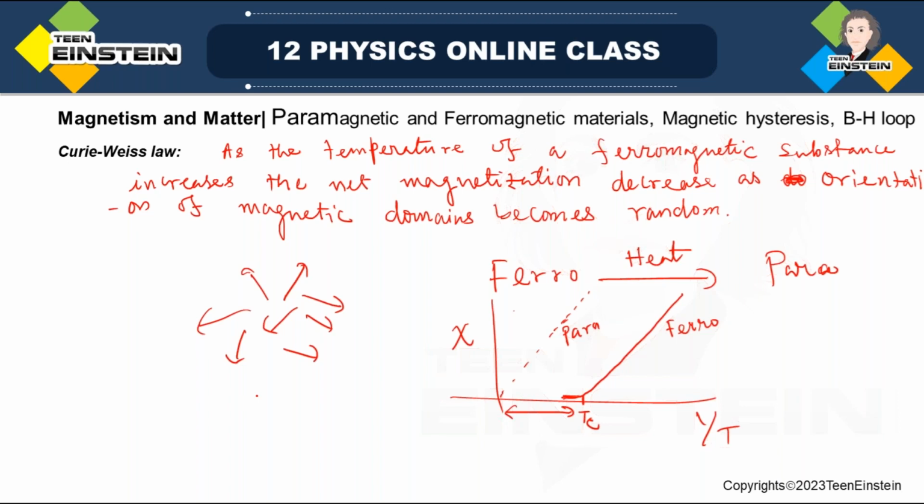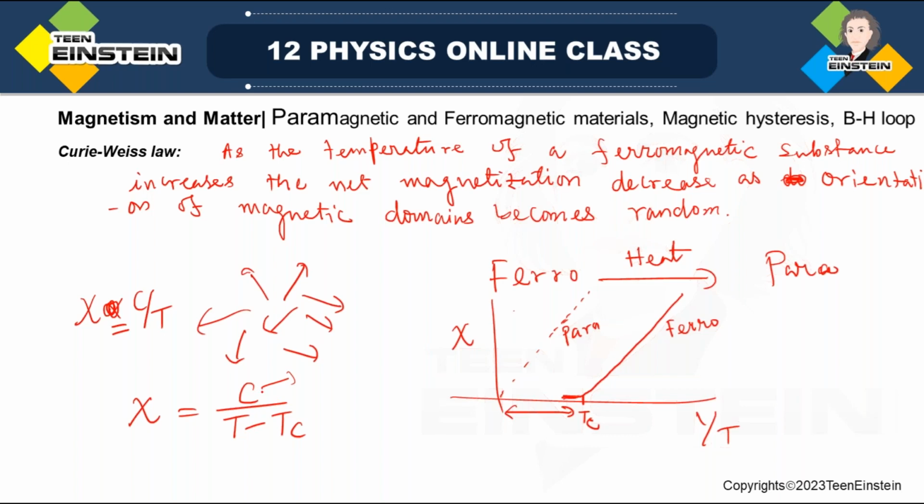Mathematically, this phenomenon was actually expressed in terms of chi is equal to C by (T minus Tc). This C by T is just Curie law. C by T, just Curie law. This is the Curie law of paramagnetism. But C by (T minus Tc).